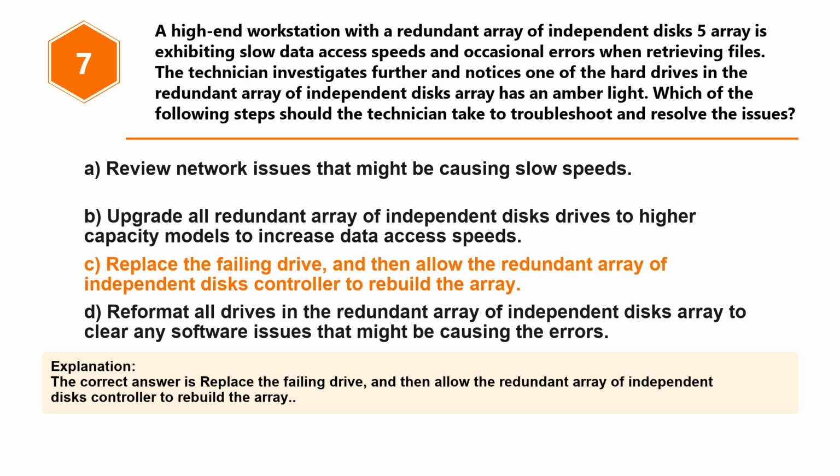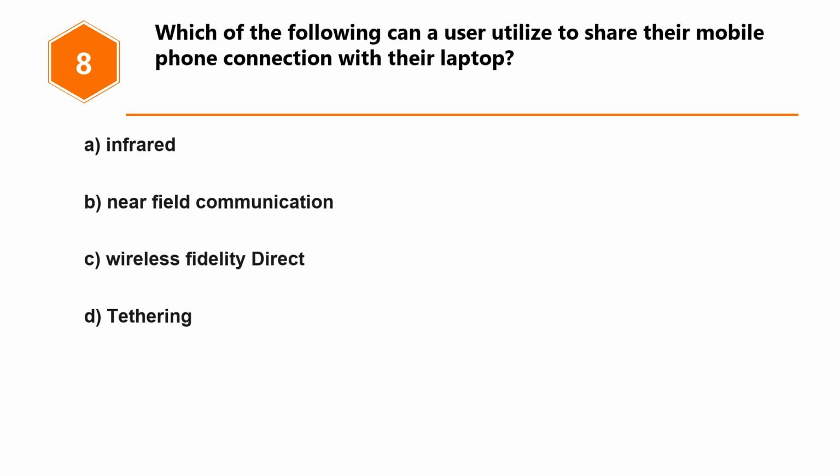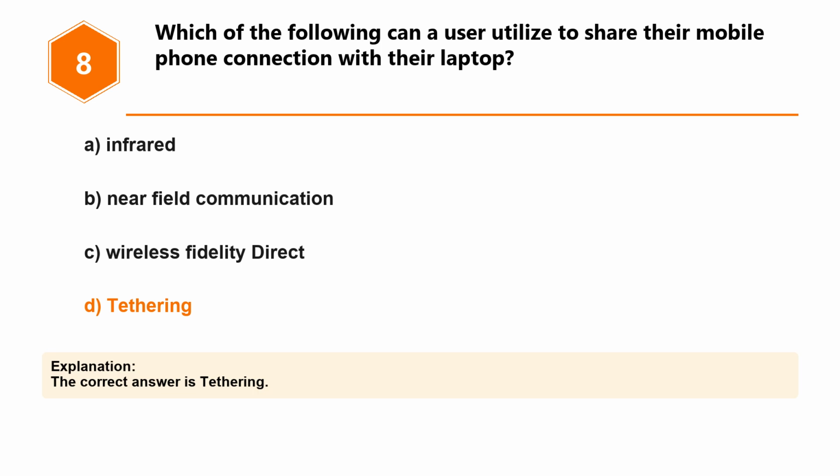Question 8. Which of the following can a user utilize to share their mobile phone connection with their laptop? Option A, Infrared. Option B, Near Field Communication. Option C, Wireless Fidelity Direct. Option D, Tethering. The correct answer is option D, Tethering.